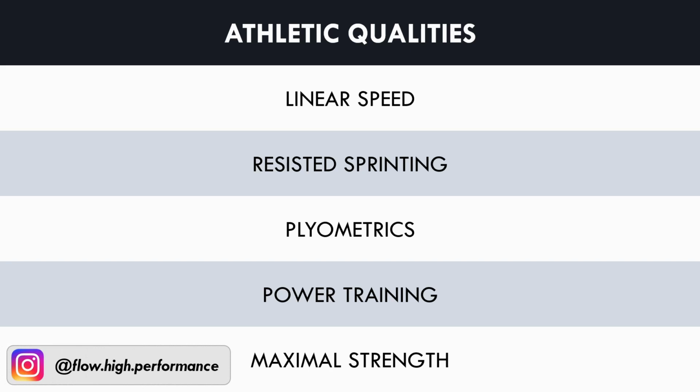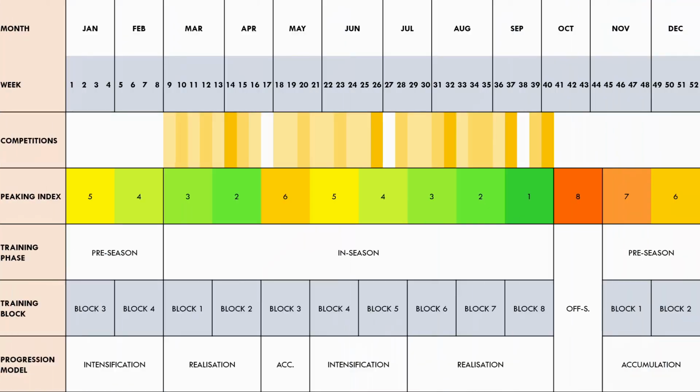Before covering the details of how to progress each quality, we first need to understand the concept of periodization to know when to progress each quality. Periodization essentially refers to the manipulation of training variables over time to reach peak performance at a specific time of the year. So training methods should be progressed in a way that allows peak performance for a specific competition or when the athlete needs to perform at their best.